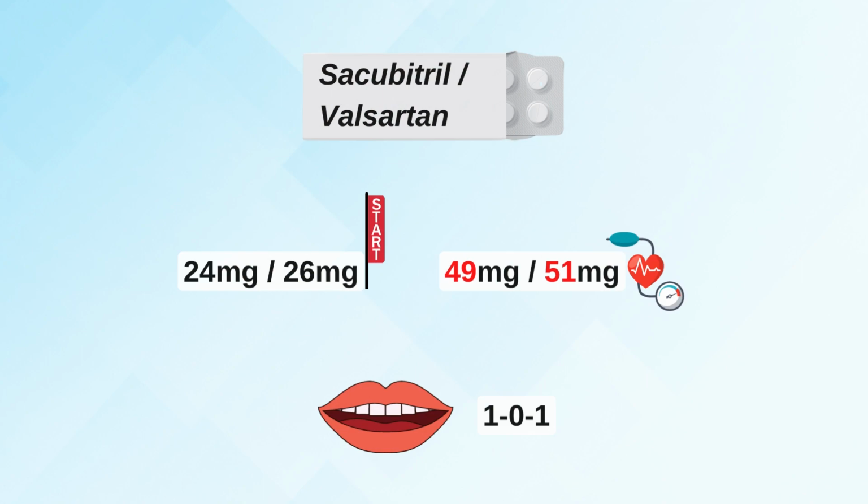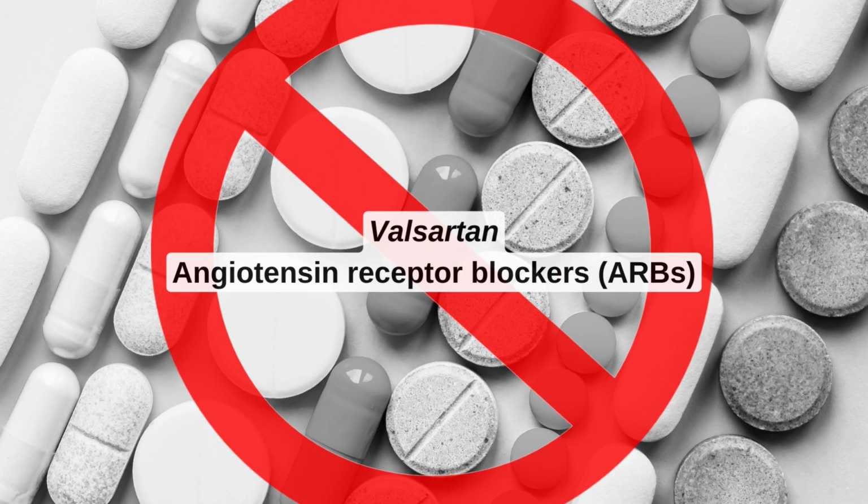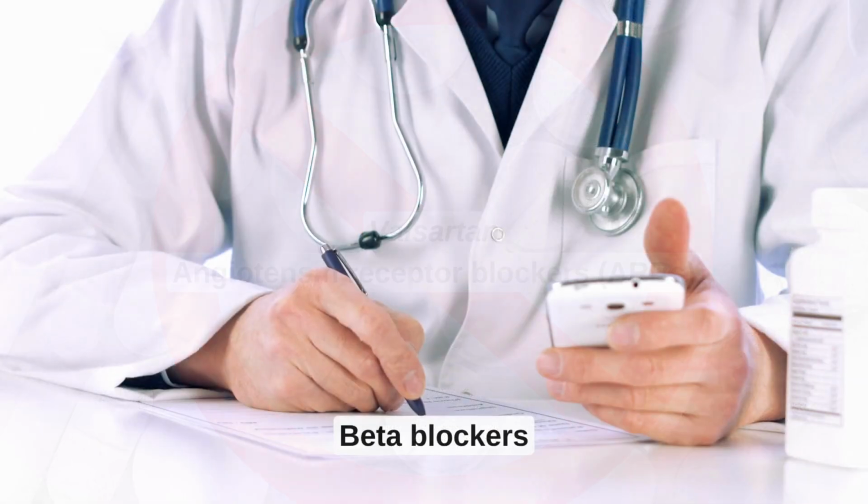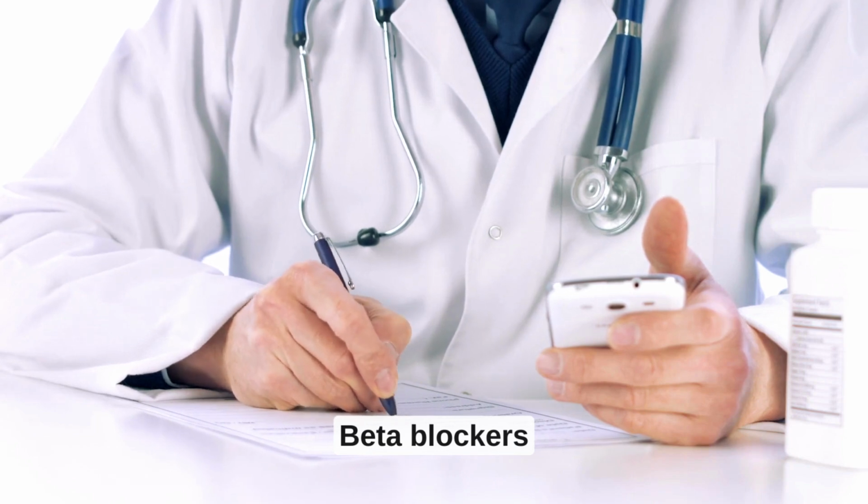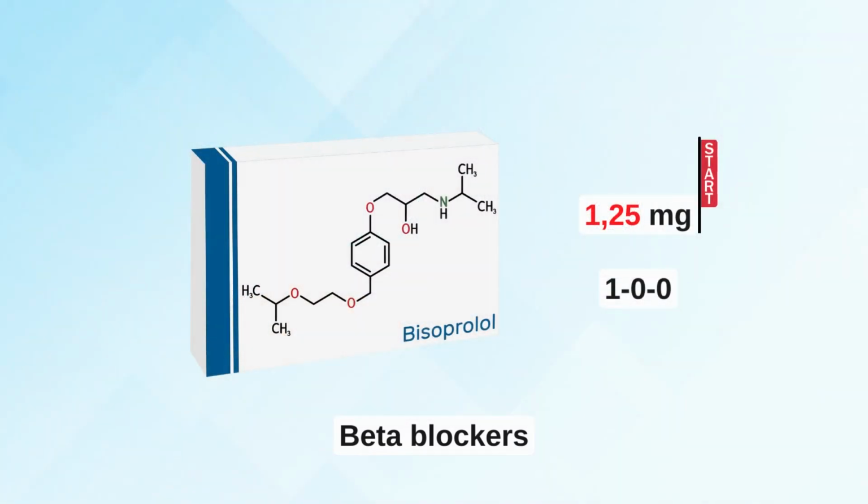The question arises when, for example, the patient cannot take any valsartan, so he cannot take any angiotensin receptor blockers. In this case, we need to give beta blockers, and we will, for example, give bisoprolol 1.25 milligram once daily. So we will start with this dose.